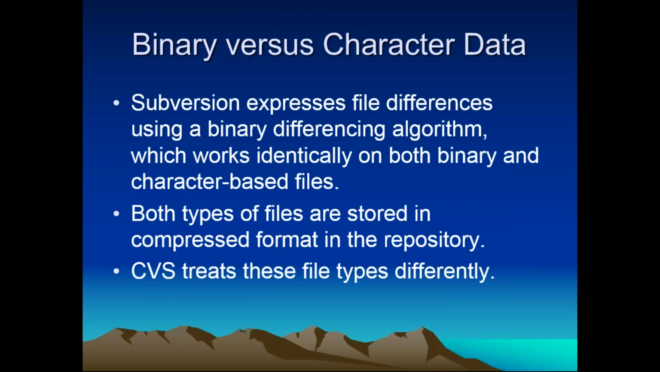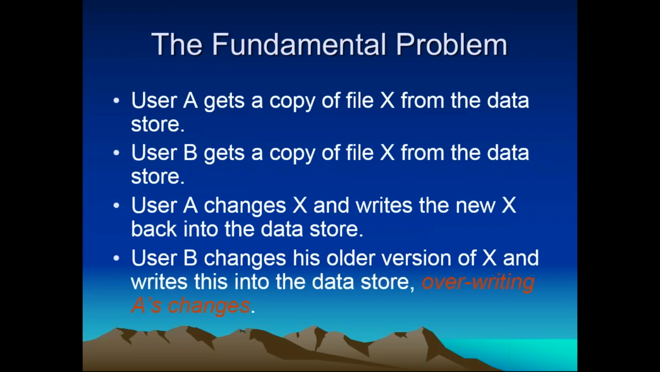Binary versus character data. Subversion expresses file differences using a binary differencing algorithm, which works identically on both binary and character-based files. So SVN supports both binary and character files to manage versioned files. Both types of files are stored in compressed format in the repository. Whereas CVS, which is another tool, treats these file types as different, SVN treats them the same, whether it is a binary or character file.